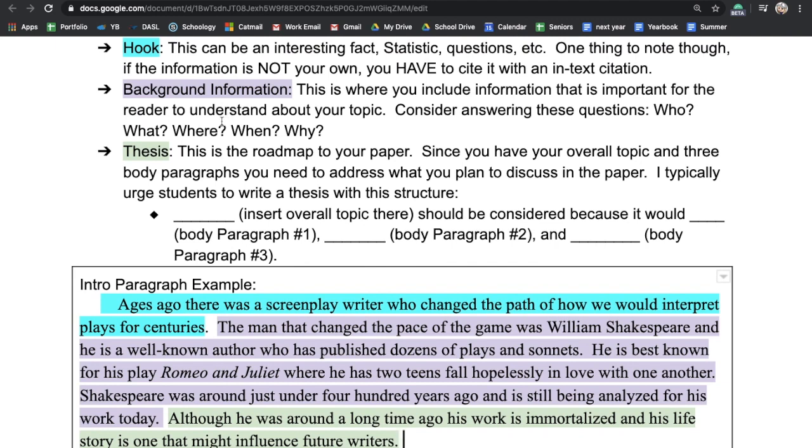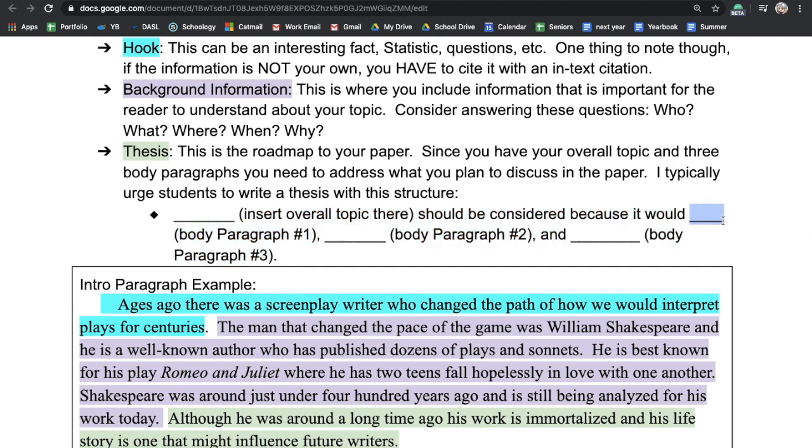And then you have your thesis statement. This is a roadmap to your paper. Since you have an overall topic and 3 body paragraphs, you need to address what you plan to discuss in this paper. I would urge you to follow a structure like this. So you'll put your topic here. For some of you, it might be something like anxiety. So here it might say anxiety is something that is affecting millions of people all around the world, and then should be considered, or you don't have to use considered, but you could say understood or researched or talked about more because, and then you need to have the word because.